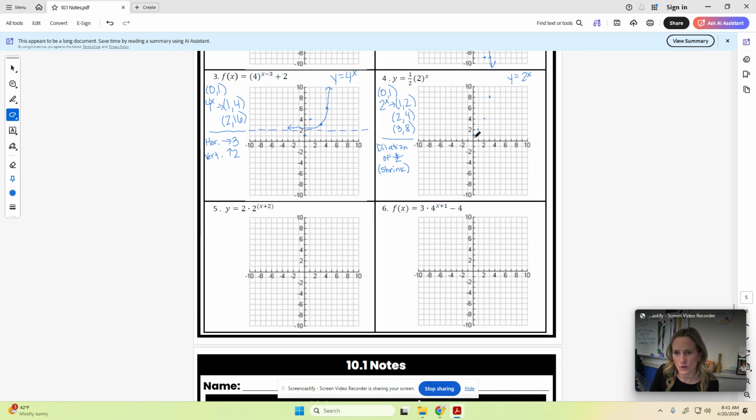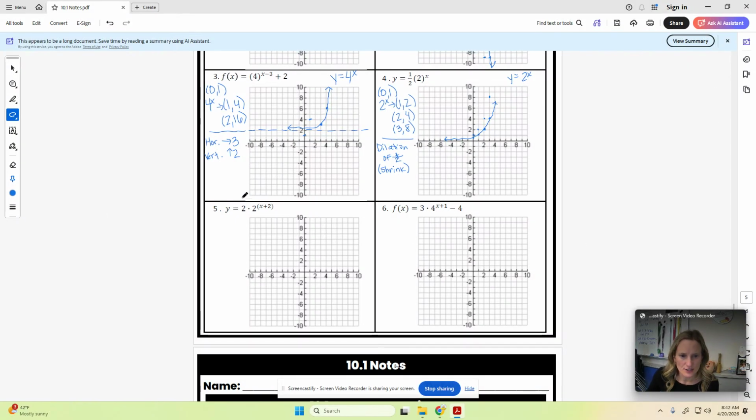So instead of having a y value of 1, that gets bumped down to 1/2. Instead of having a y value of 2, that goes down to 1. 4 times 1/2, or cut in half, is 2. And then 8 cut in half goes down to 4. So my asymptote hasn't changed. I didn't have any vertical shifts, but now my graph is not growing as quickly. So that's my new graph there.